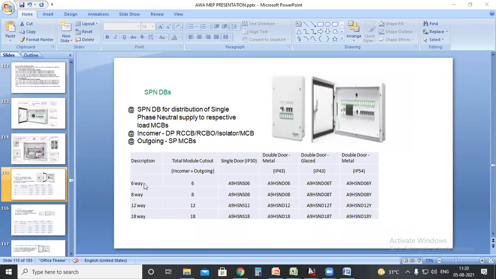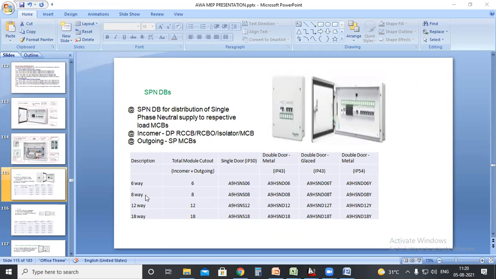In the description, 6-way means the outgoing number is 6 circuit breakers. This one is 8-way. Since it is single phase, 8-way means 8 circuits. The next one is 12-way. If you check the number of ways, it is only available in even numbers. That means you will not get the DB in 7-way, 9-way, 11-way, 13-way. It will be available only in even numbers. So just register that in your brain: 6-way, and the smallest size would be 4-way.